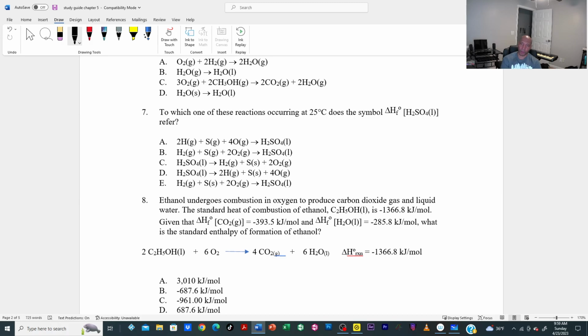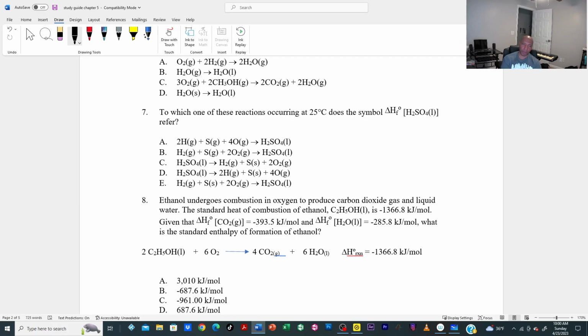Okay, so now we get into number 7. To which of these reactions occurring at 25 degrees does the symbol enthalpy of formation of sulfuric acid, liquid sulfuric acid, refer? Now, remember, anytime you're talking about the enthalpy of formation, you're talking about forming 1 mole of that thing. So I have to have 1 mole of that thing on the product side. The stoichiometric coefficient has to be 1. It doesn't matter. Even if I have to have fractions on the reactant side, it has to be 1. And you're forming it from its elements in their most stable state.